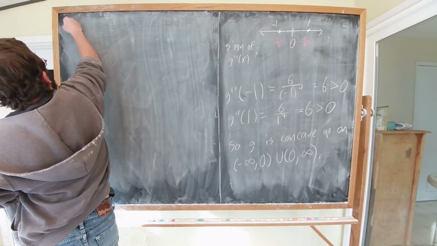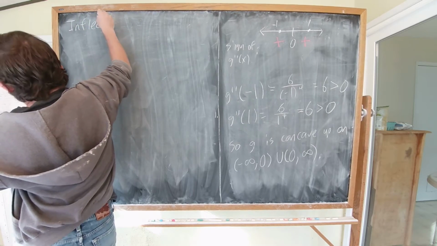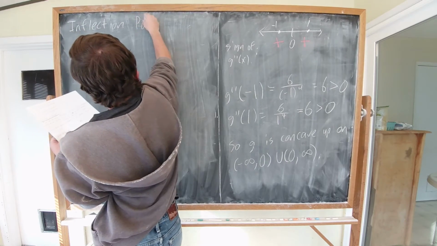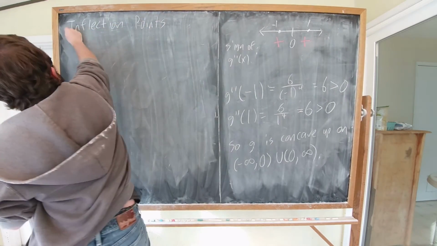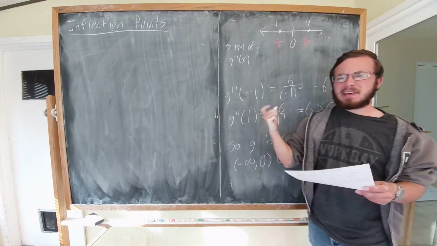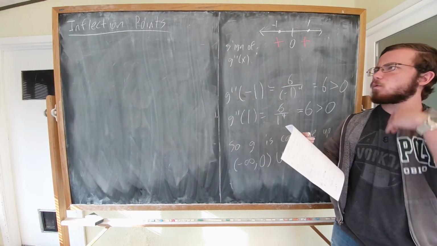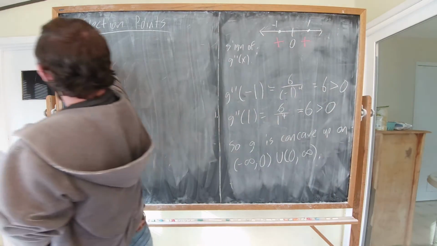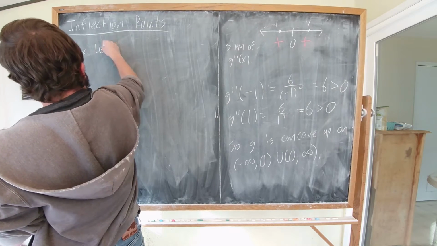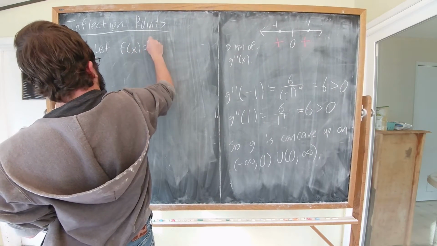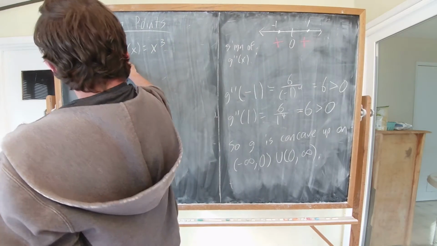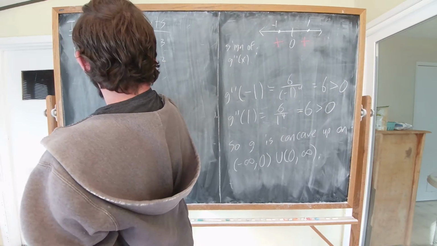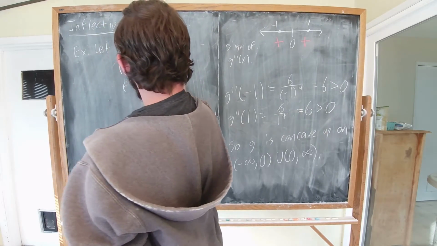Inflection points. So let's start off with an example, and then we'll go from the example and see what happens to everything else. Let's let f of x be x cubed. Okay, f prime of x is equal to 3x squared, f double prime of x is 6x.